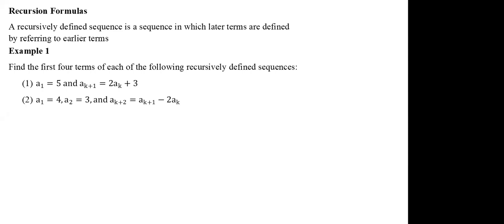Do you understand it now? Yes, sir. Now, the same thing applies to A3. A3 is going to be what? A3 equals 2A2 plus 3. And A2 is 13. I'm going to have 2 times 13, which is 26 plus 3, which is 29. And so on. Do you understand now?